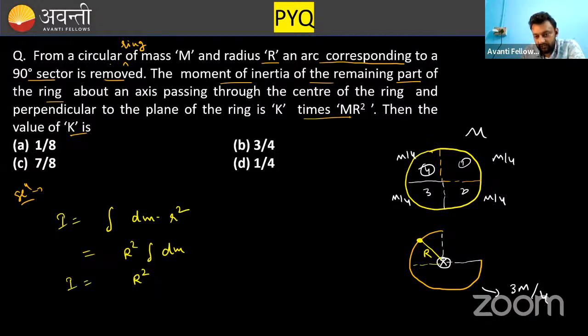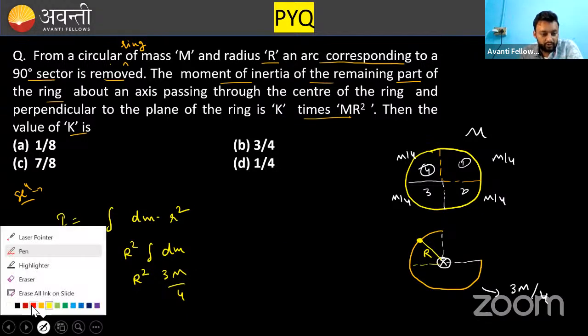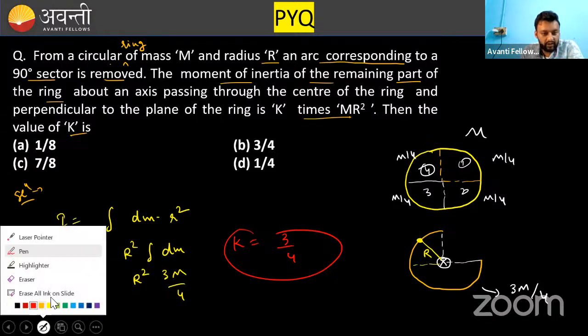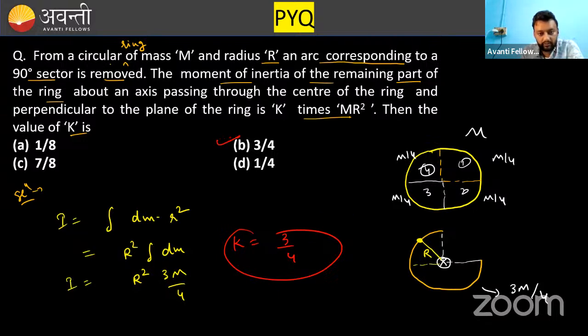The total mass of the remaining part is 3m by 4. So the answer is k times mr square. So what is the value of k here? From this you can see that k is equal to 3 by 4, which is option B. Is the statement clear? Should I move further?